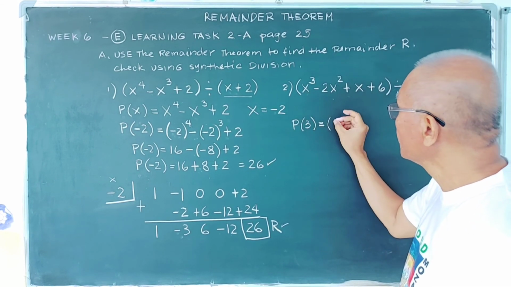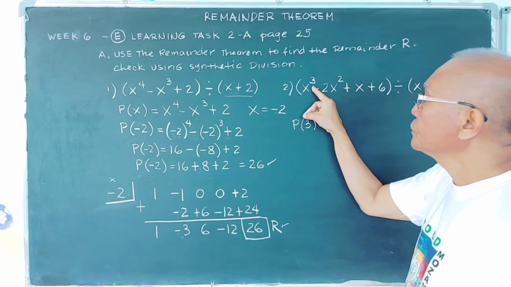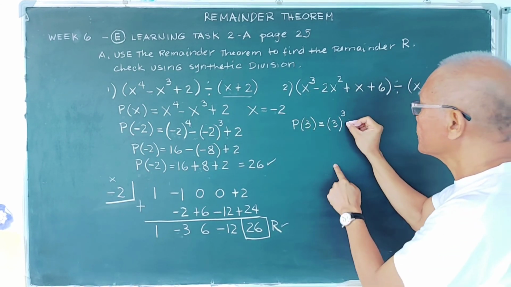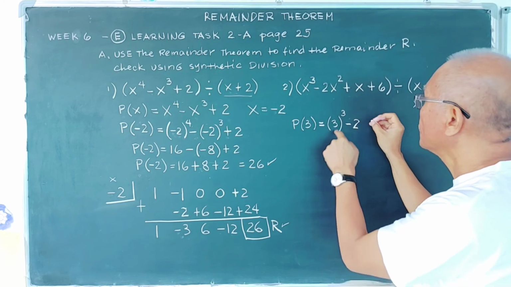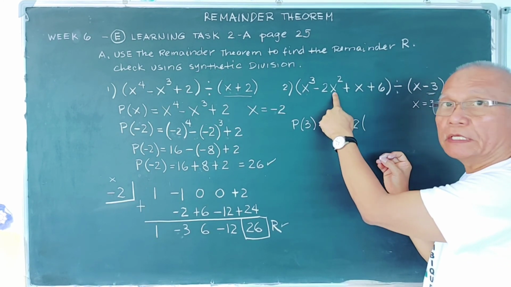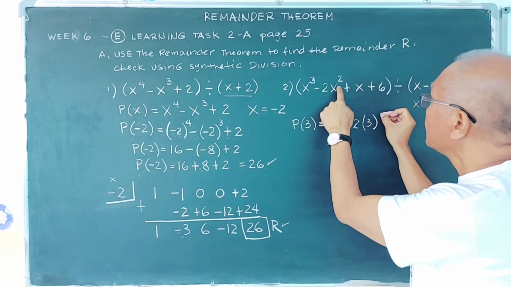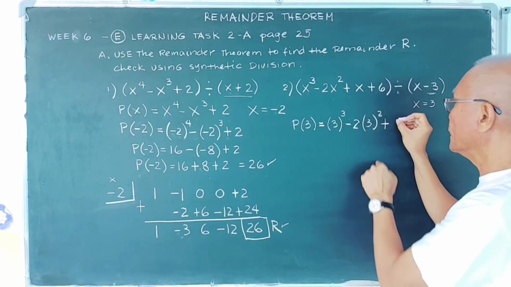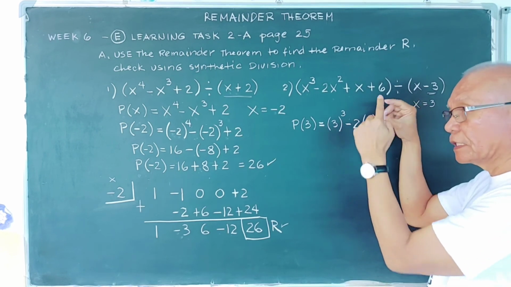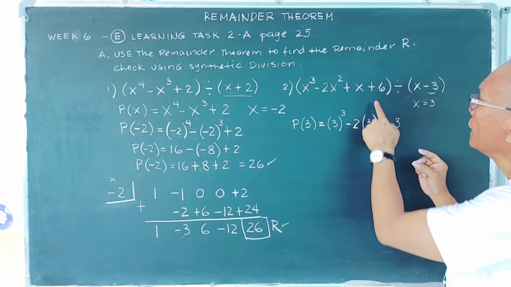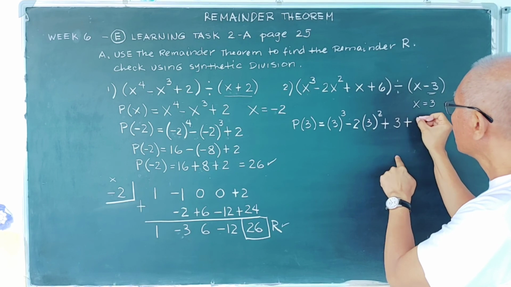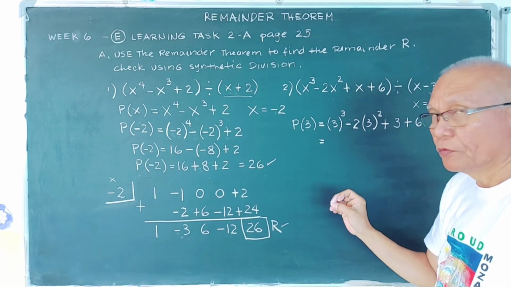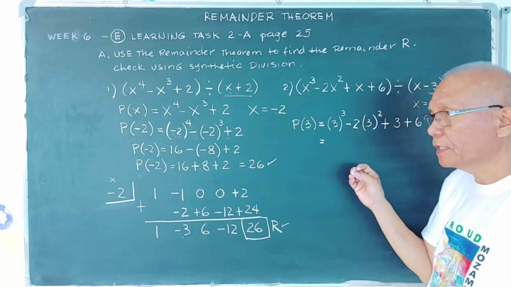parenthesis dito ay 3 to the cubed o to the third power minus 2 tapos yung 3 dito is squared plus 3. Pwedeng ilagay sa parenthesis, pwedeng hindi naman. And then plus 6. Okay. O, PEMDAS or BODMAS ang ginagamit dito.